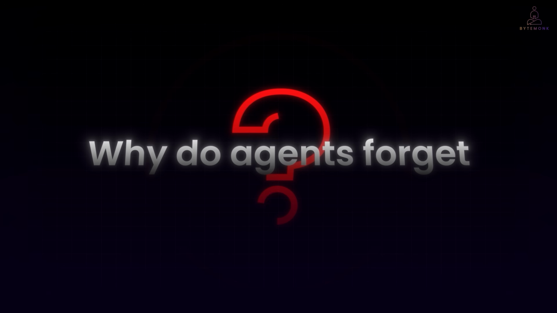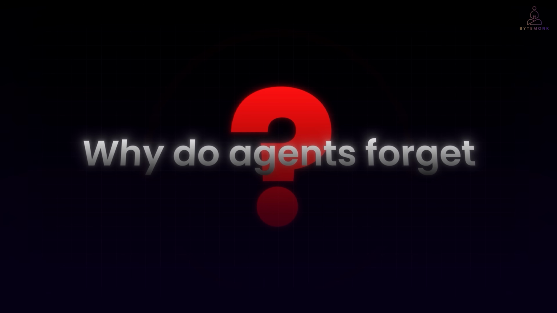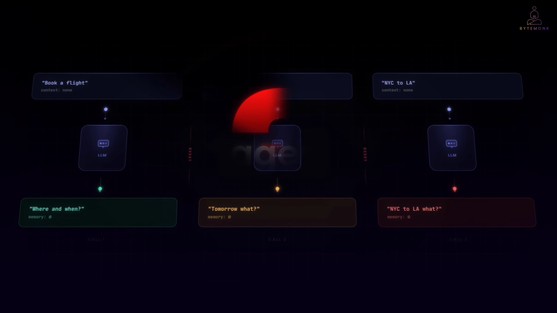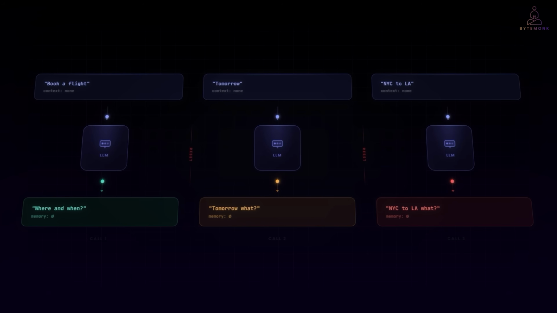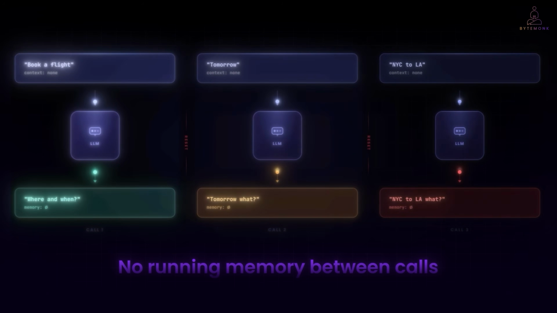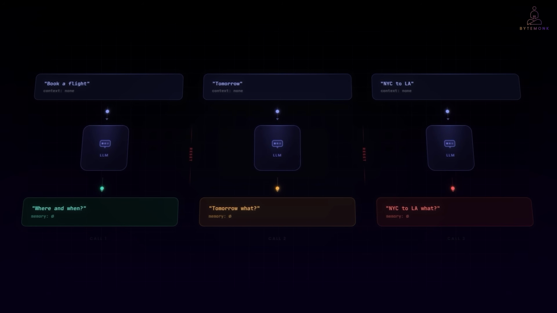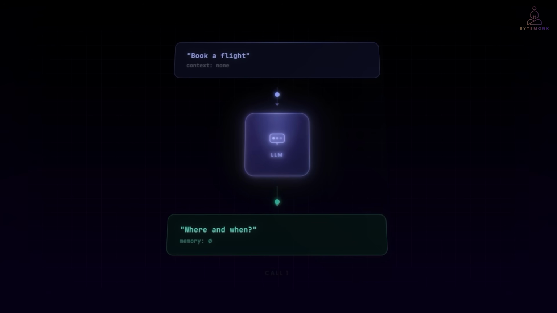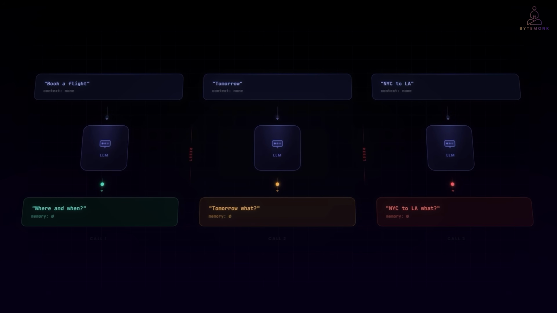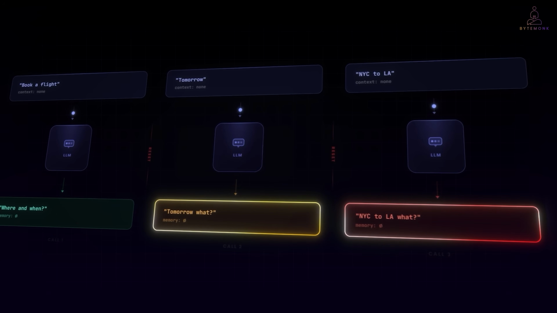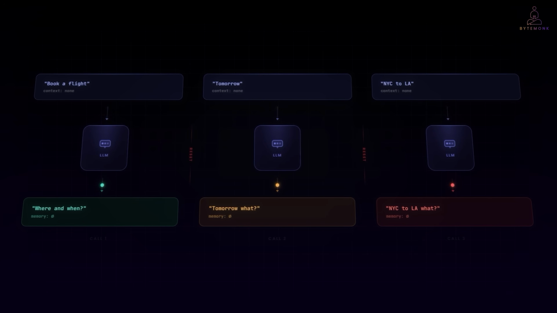So why do agents forget in the first place? It comes down to how LLMs actually work. Every time you call an LLM, you are sending it a fresh prompt. There is no internal state, there is no running memory between calls. The model processes what you give it and responds. That's it. So when your agent finishes one conversation and starts a new one, it's starting completely clean. It has no idea what happened before unless you explicitly tell it.